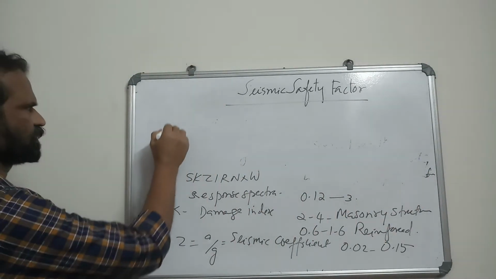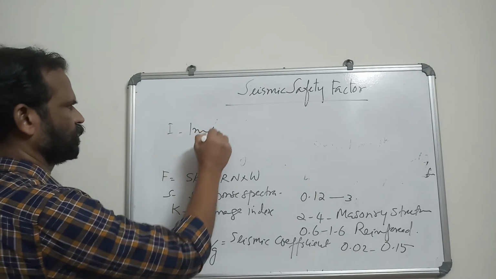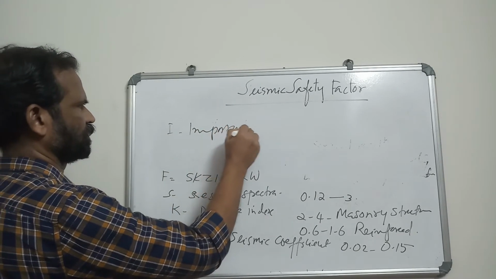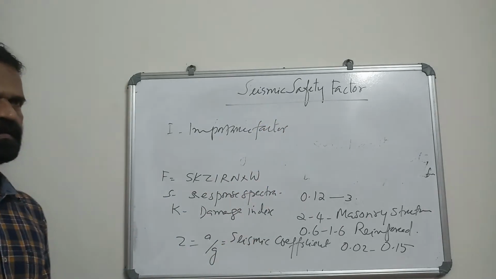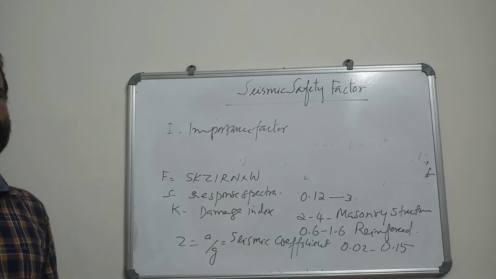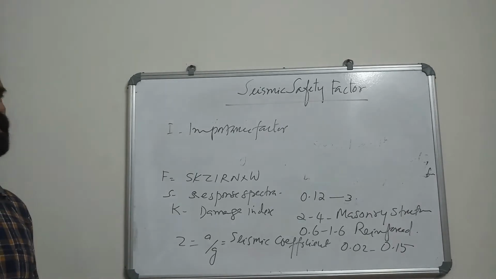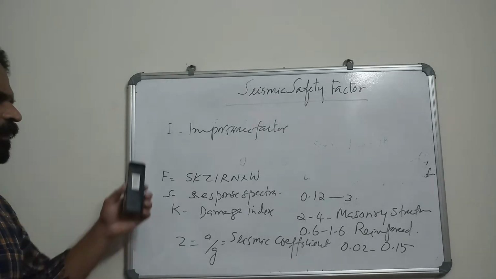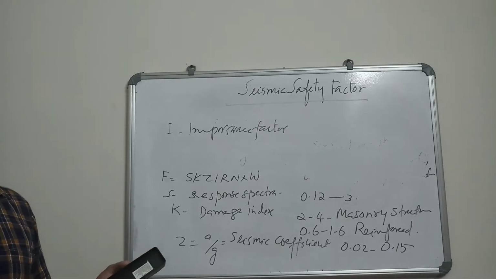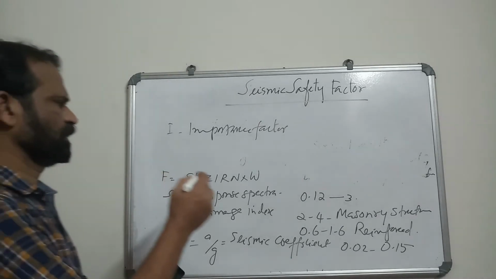I is the importance factor. Importance factor means the importance of the structure. In the case of a community building like a school building or a college building, the value will be higher compared to a residential building. That is I.